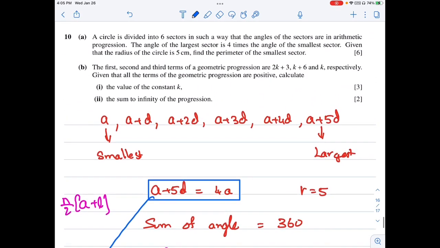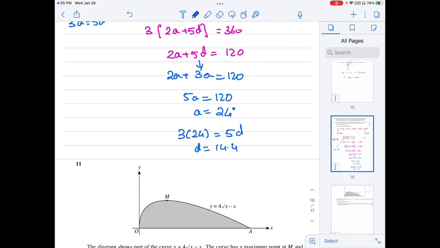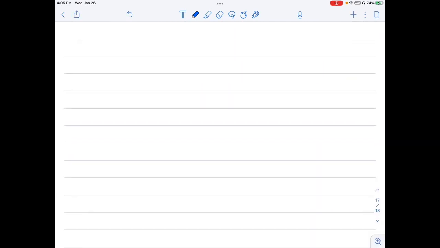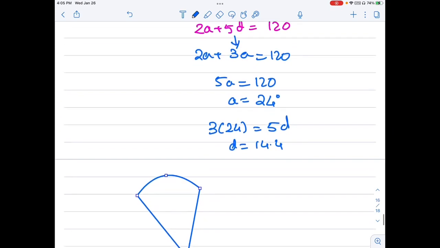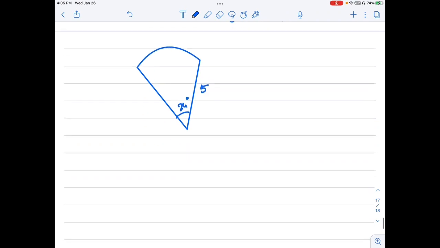Find the perimeter of the smallest sector. Perimeter of the smallest sector. If this is a sector, it may be the smallest one. So I want the perimeter of this one. This is nothing but, just now we got 24 is the smallest angle. Radius is 5. So perimeter will be equal to radius plus r theta, length of the arc, plus radius.